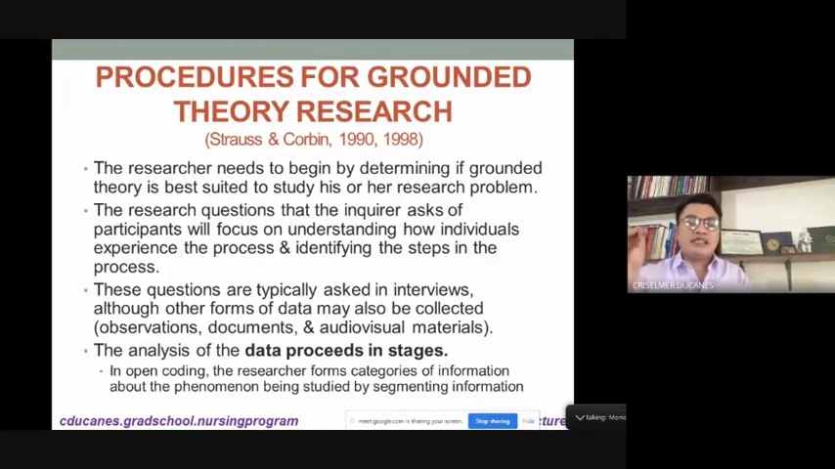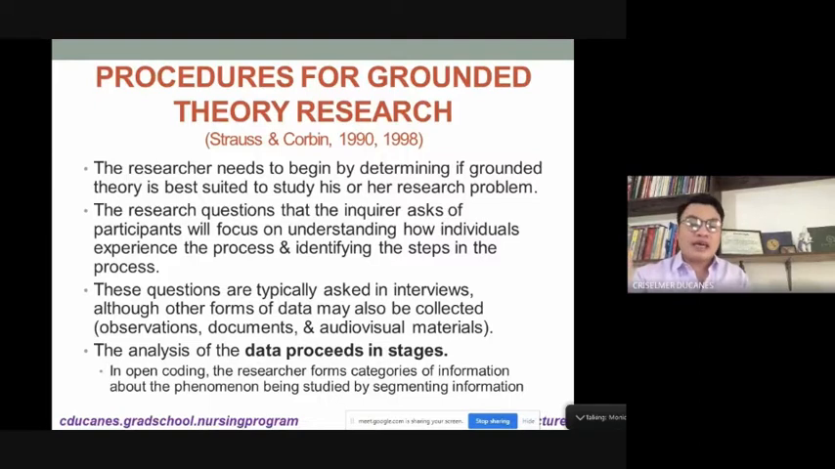And the analysis of data proceeds in stages. So we have stages in making your grounded theory. The first stage is after you have collected the interviews, na-collect mo na ang mga data mo, interviews, data, observations, audiovisual materials, you will go first, initially have the open coding.